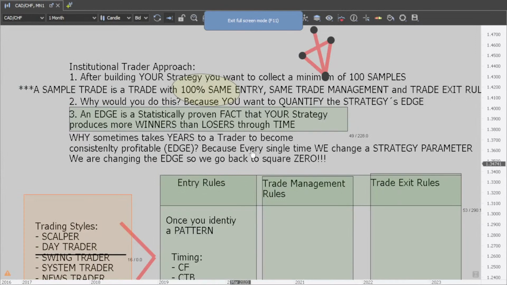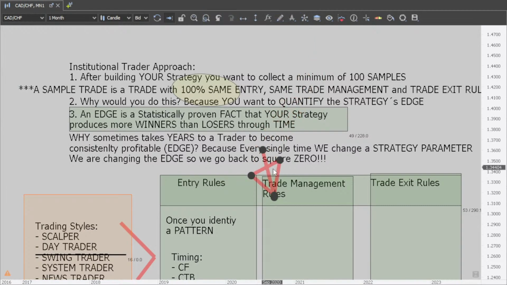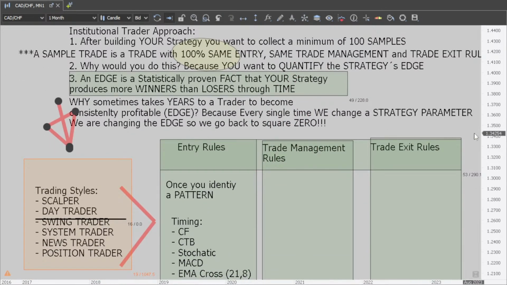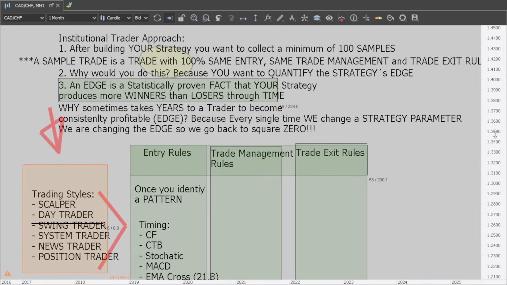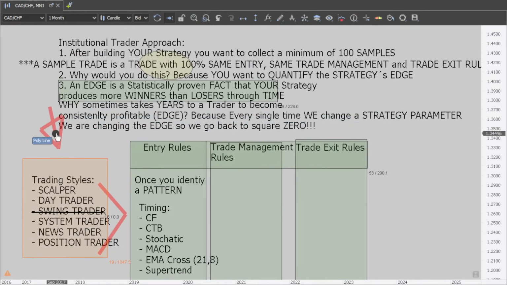Let's continue. Today we are going to start to talk about trade management. But before we start talking about trade management, one more time, an institutional trader approach: after building your strategy, you want to collect a minimum of 100 samples.